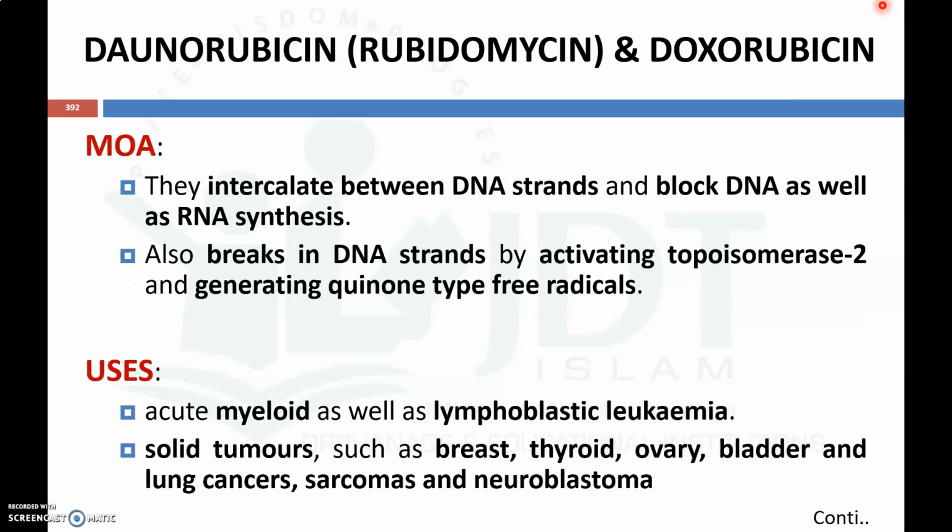Now the next antibiotics are daunorubicin as well as doxorubicin. They act by intercalating with the DNA strand and they block DNA as well as RNA synthesis. They also break the DNA strand by acting as topoisomerase 2 inhibitors, and they generate quinone type free radicals. That is the mechanism of action of daunorubicin and doxorubicin, and these are mainly used for the treatment of acute myeloid as well as lymphoblastic leukemia, also for solid tumors such as breast, thyroid, ovary, bladder and lung cancers, and also for sarcoma as well as neuroblastoma.